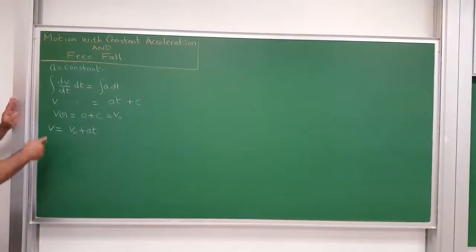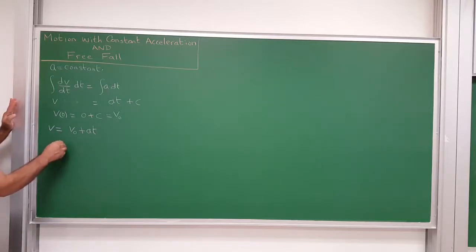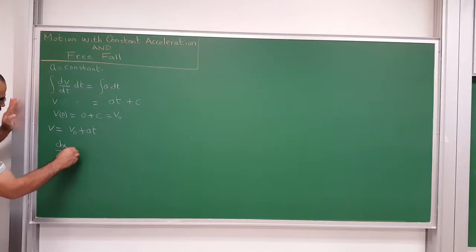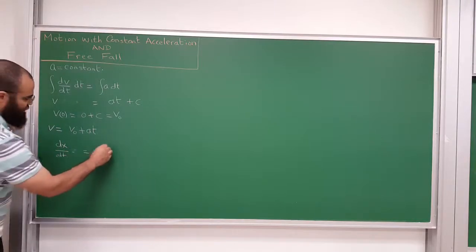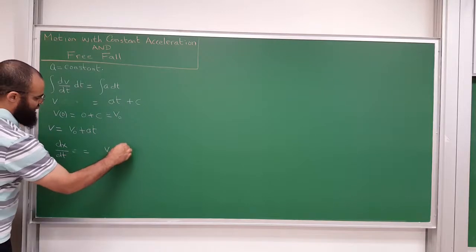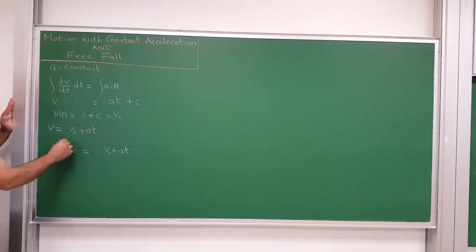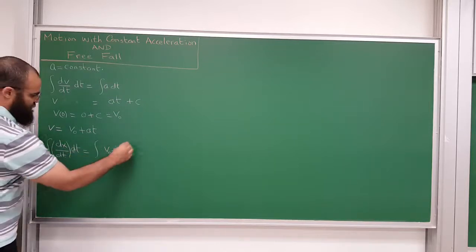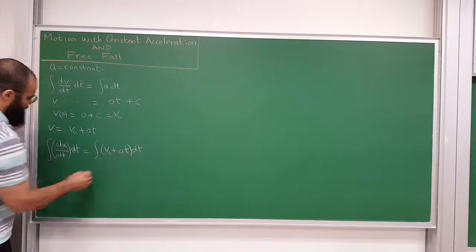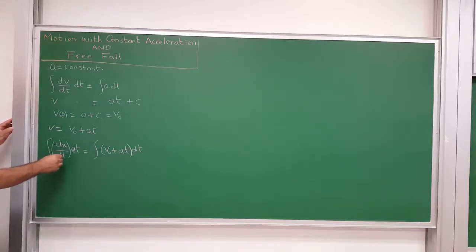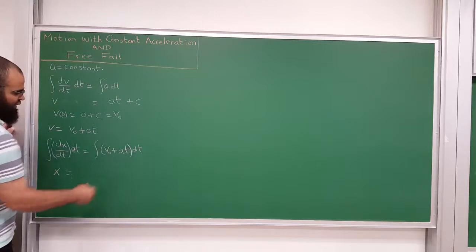And then we can also say, by the way, the velocity is the time derivative of position, so dx/dt is equal to v initial plus a times t. And if I want x, I can integrate this with respect to time. And if you take the derivative of x with respect to time and then you integrate it, you just get x back plus a constant. The constant I'm going to throw on the other side. I'll just write it here at the end.